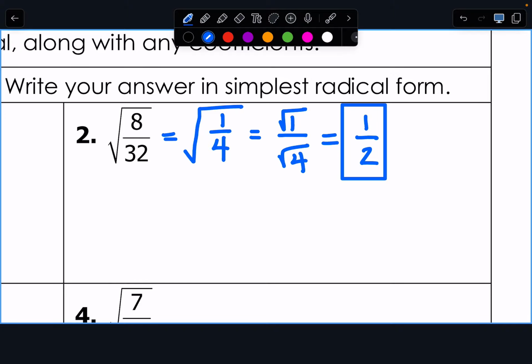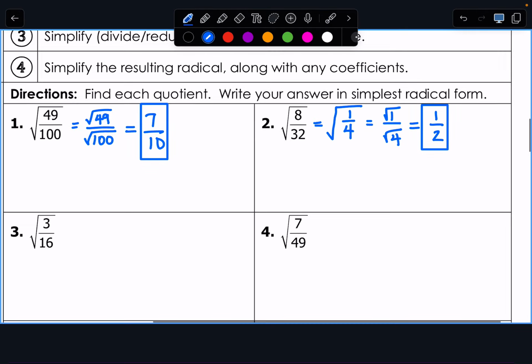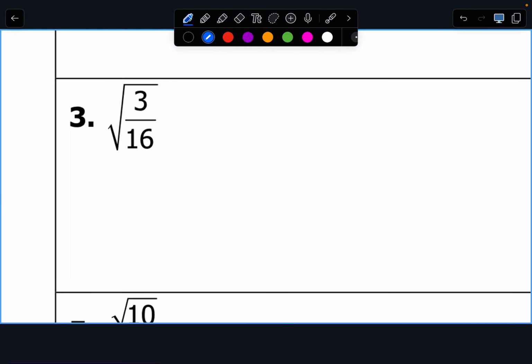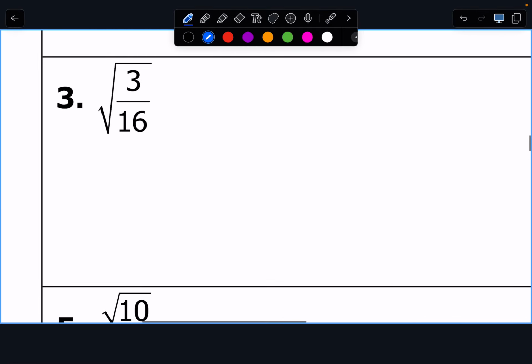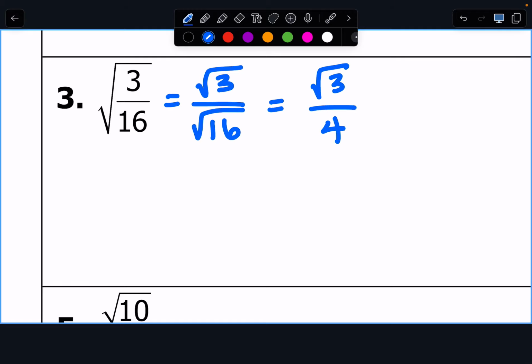Now, not always are we going to have nice, wonderful, perfect squares. Like, look at number 3. 3 over 16 is not a fraction I can simplify. 3 isn't a perfect square, but 16 is. That's nice. So I can think of this as the square root of 3 over the square root of 16. I can break that up to where our answer is just going to be the square root of 3 over the integer 4.